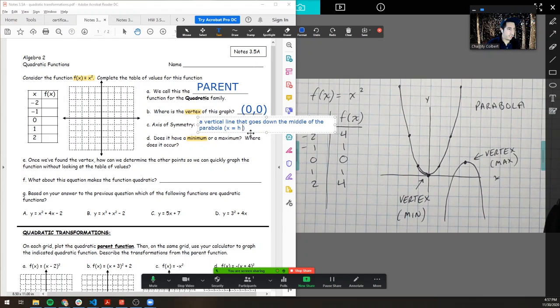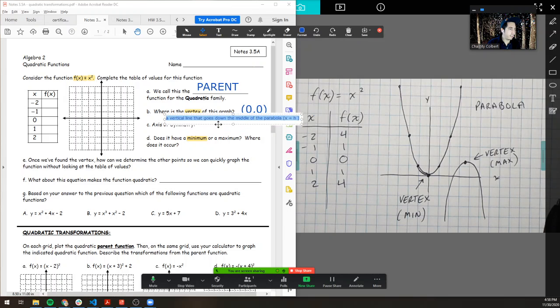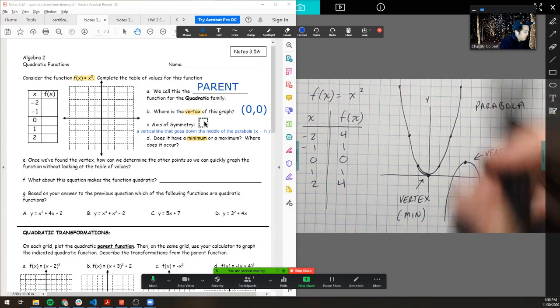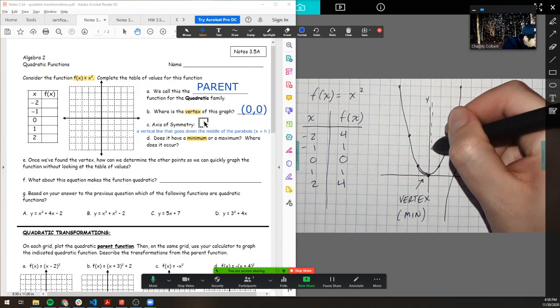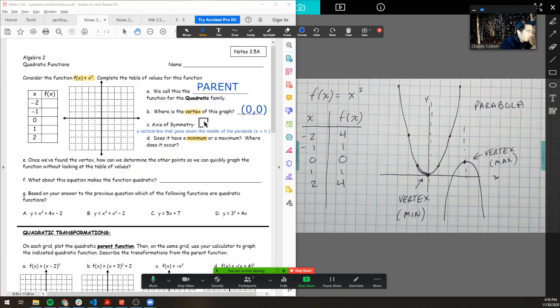So this is the axis of symmetry. Let me see if I can make that a little bit smaller. So it fits. But every quadratic has an axis of symmetry. But again, if I just draw a line right down the middle, here's the y-axis. This one here, if you draw a line right down the middle, it would cut right through it, and it should be even on both sides.